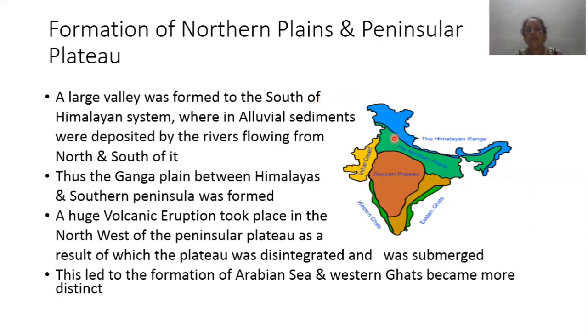Between the Himalayas, this black one is the Himalayas, and this is the Ganga plain, which is formed between the Himalayas and the peninsular plateau. And a huge volcanic eruption took place in the northwest of the peninsular plateau, as a result of which a plateau was formed, disintegrated and submerged, went underwater. And because of that, the Arabian Sea was formed. And here you can see the Western Ghats became more clear after that volcanic eruption.